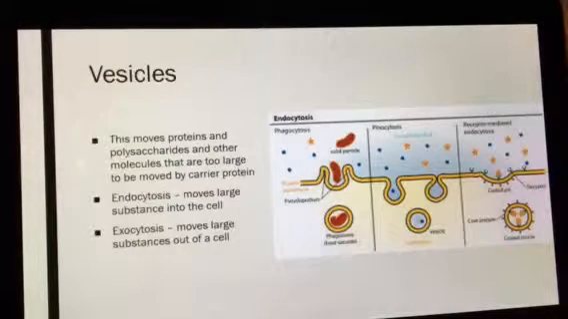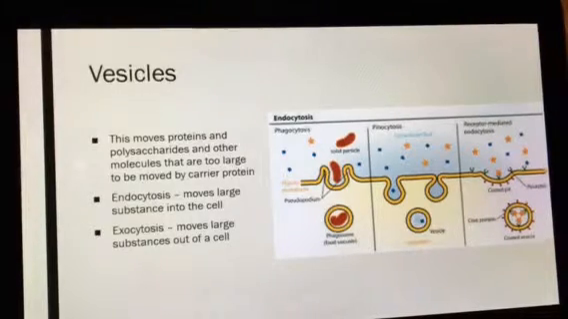The other type is vesicles. In a vesicle, we move larger things like proteins, polysaccharides, aka sugars, and other large molecules out of our cell. And we do this in 2 processes. One is called endocytosis, the other is called exocytosis. In endocytosis, we move large molecules into the cell, exocytosis moving them out of the cell.